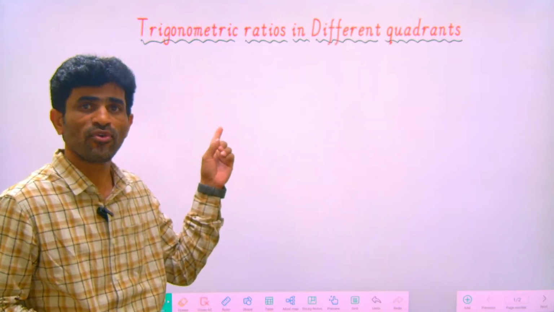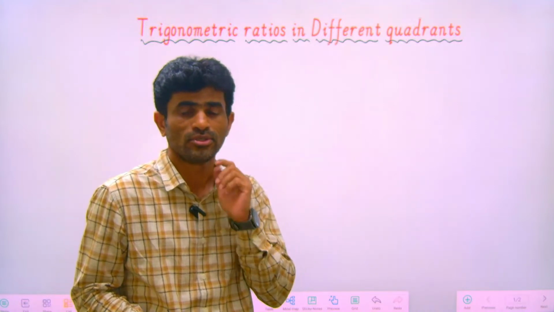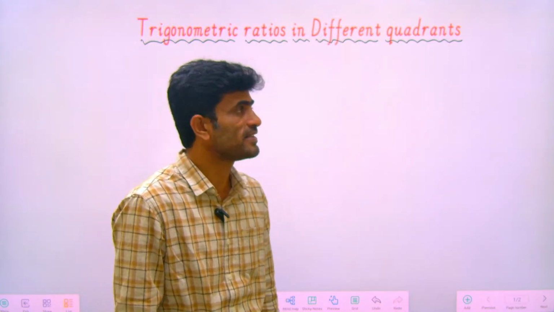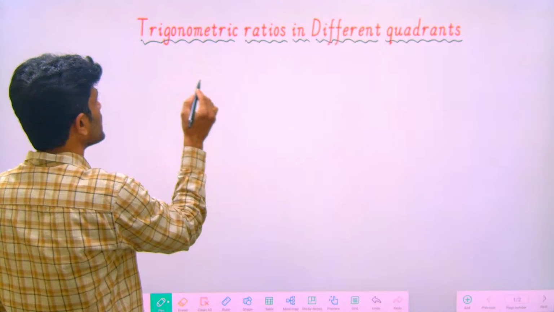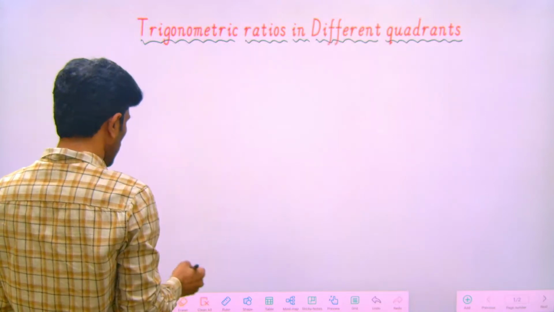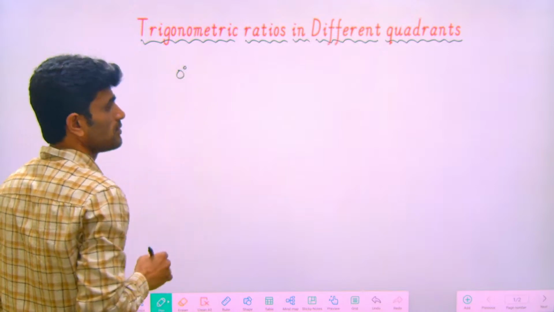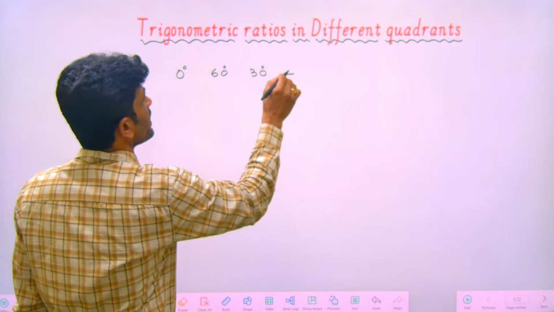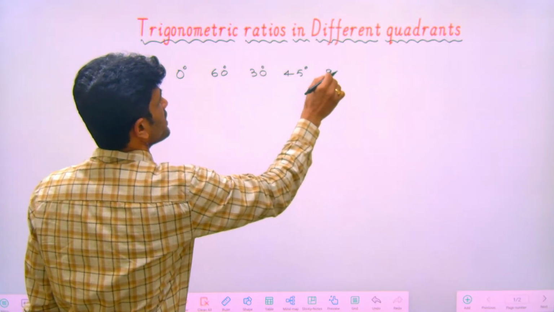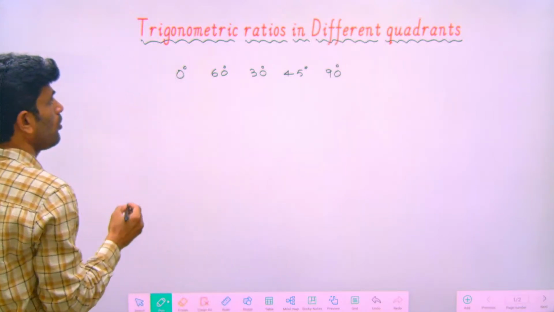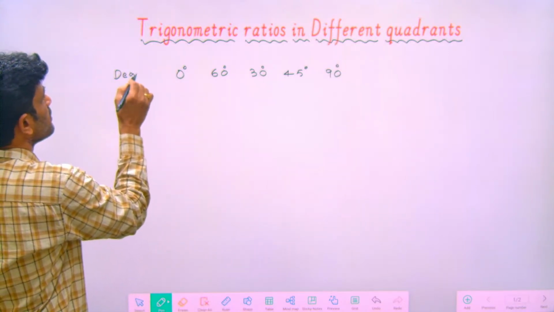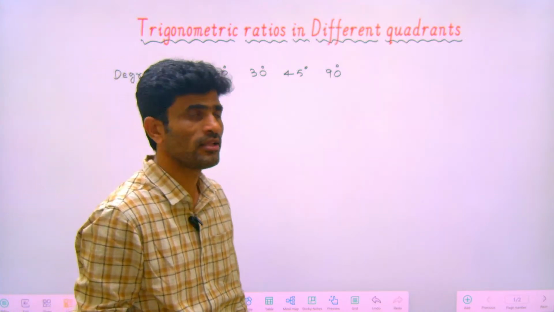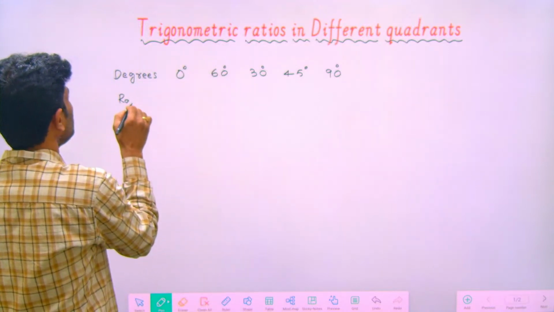First, before going to this topic, you have to know different ways of representation of an angle. We know, as of now, degrees: 0 degrees, 60 degrees, 30 degrees, 45 degrees, 90 degrees. Before we go further, you have to know another way of representation of an angle, that is radians. This is new to you.